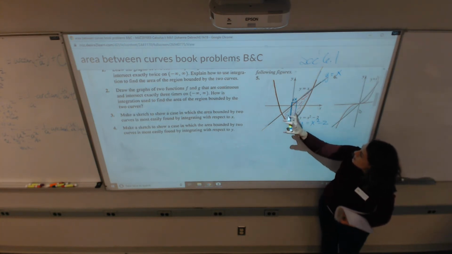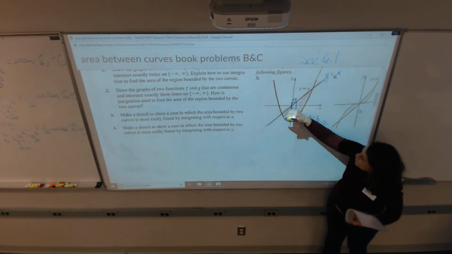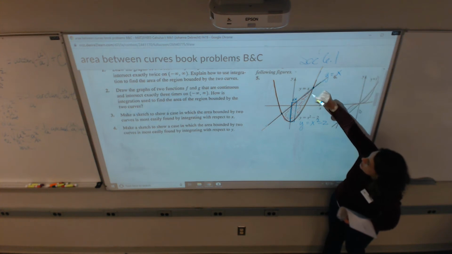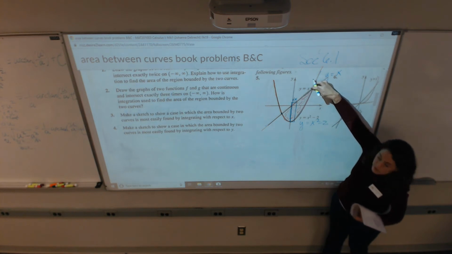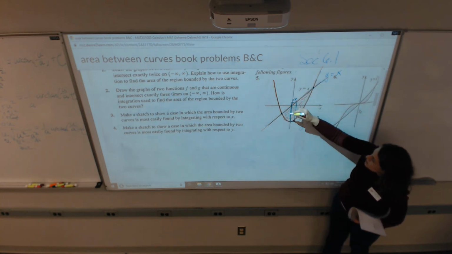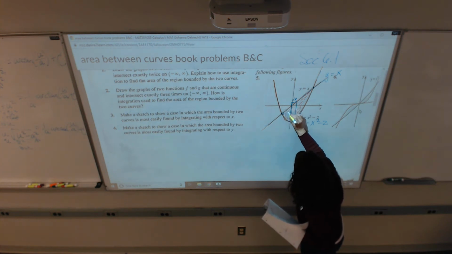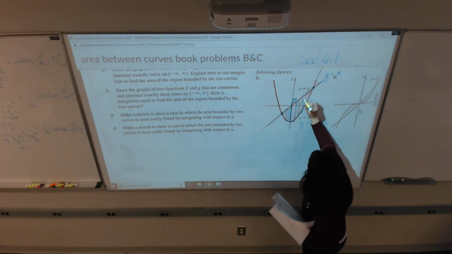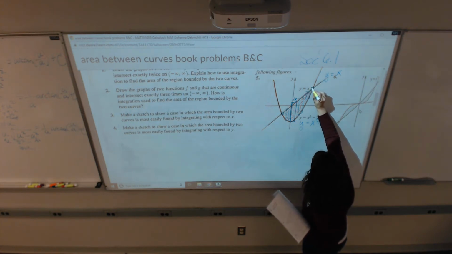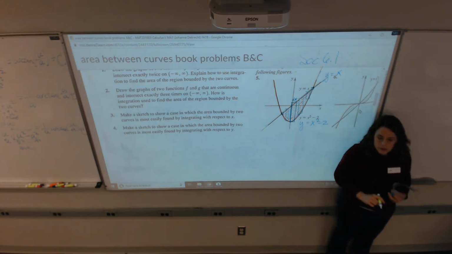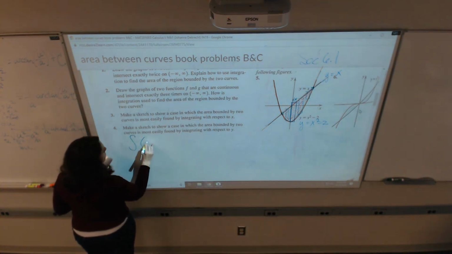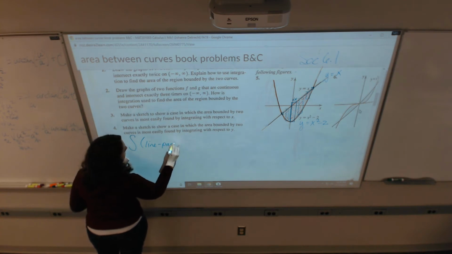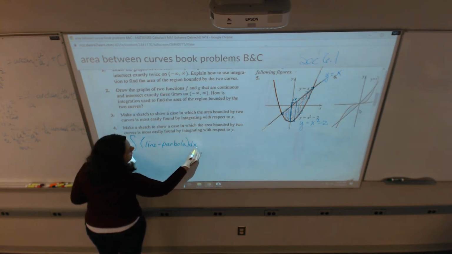So my question is, if I take this little strip and I run it from where they intersect to the other place where they intersect, do I always have the same curve at the top and the same curve at the bottom of the strip? So if I draw a strip at the very beginning and then I move the strip along, everywhere I go, do I always have the line above the parabola? Yes.